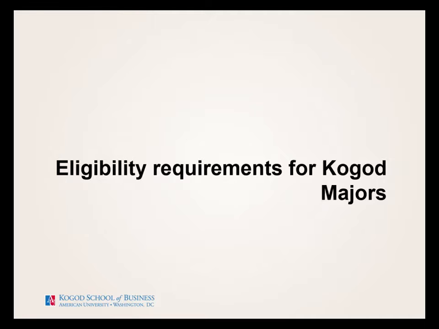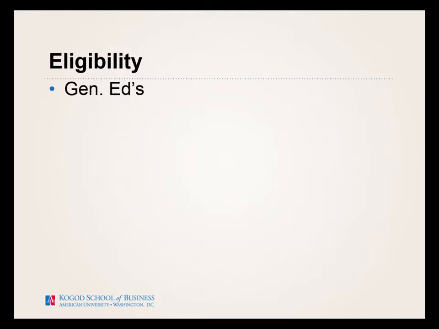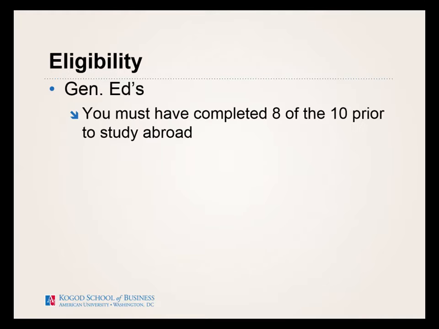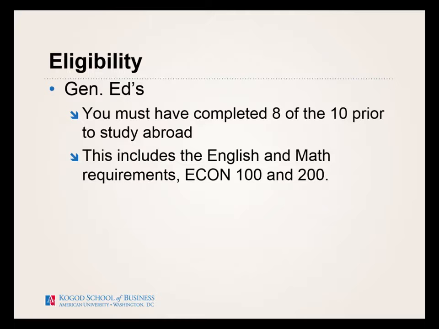Let's begin with eligibility. In order to be eligible for semester or year-long study abroad as a Kogod major, you must have completed 8 out of 10 Gen Ed courses, including the English and Math requirements and Econ 100 and 200. Additionally, you must complete Accounting 240 and 241.